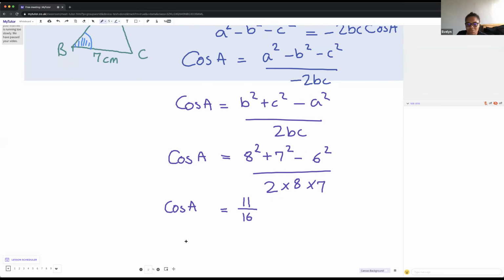And then the last thing to do is to do the inverse of cos, to work out what angle A is. And you should get 46.6 degrees to 3 significant figures.